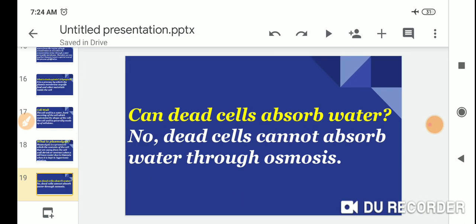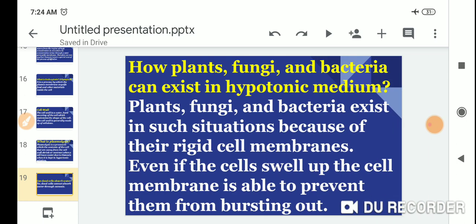Can dead cells absorb water? No, dead cells cannot absorb water through osmosis.